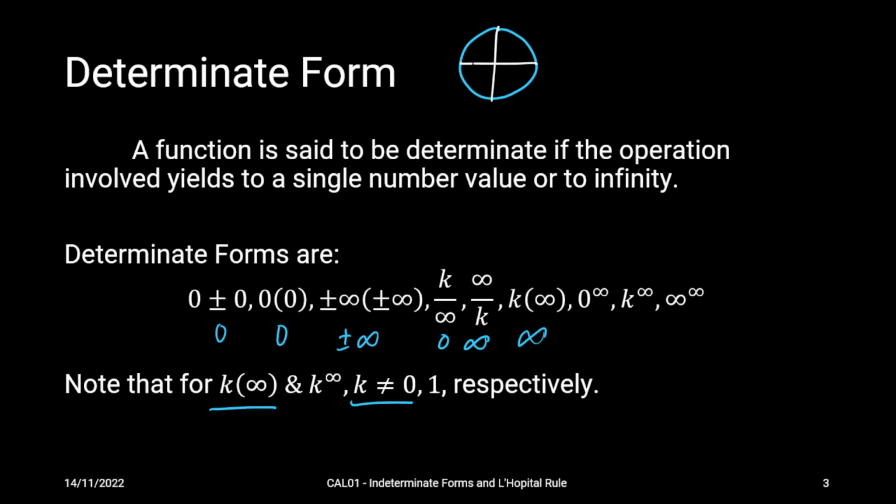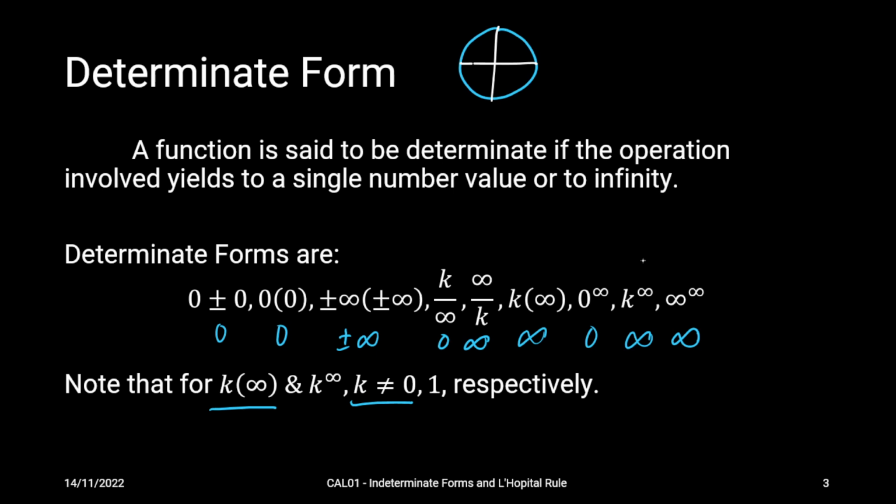Then we have 0 raised to infinity. This is equivalent to 0. Then we have k raised to infinity. This is equivalent to infinity. And we have infinity raised to infinity. This is equivalent to infinity as well. Those are our determinate forms.